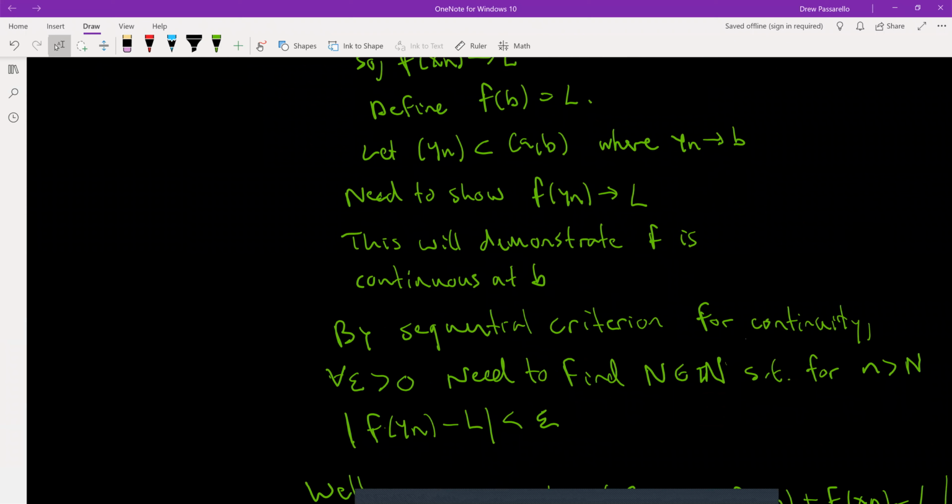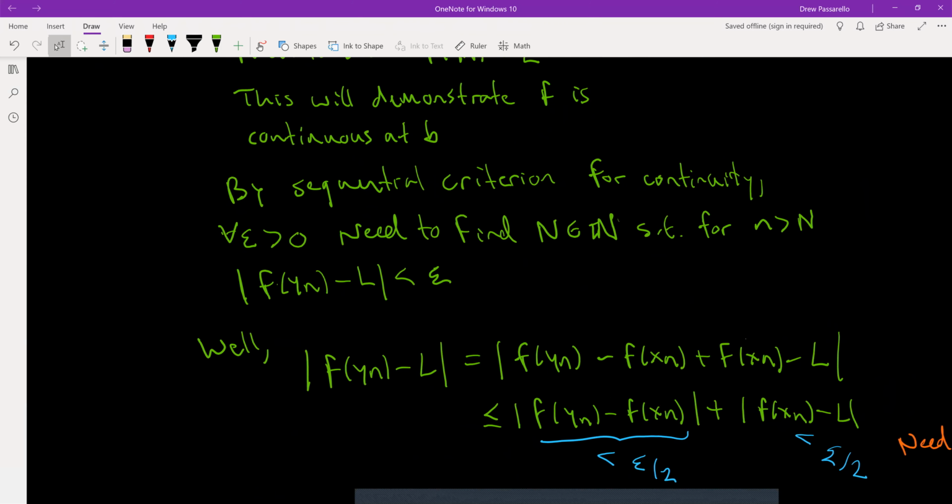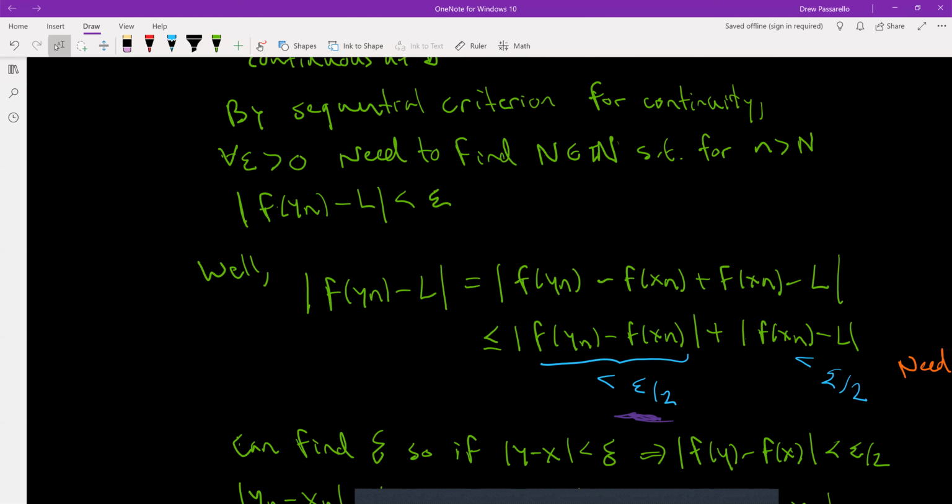So let yn be a sequence in AB such that yn converges to B. We need to show that f of yn converges to L. This will demonstrate f is continuous at B. So by the sequential criterion for continuity, for all epsilon, we need to find a capital N so that for all little n bigger than capital N, we have that the absolute value of f of yn minus L is less than epsilon.